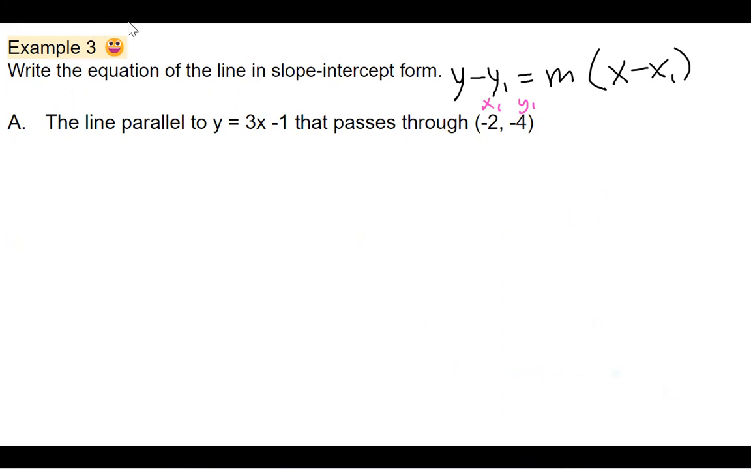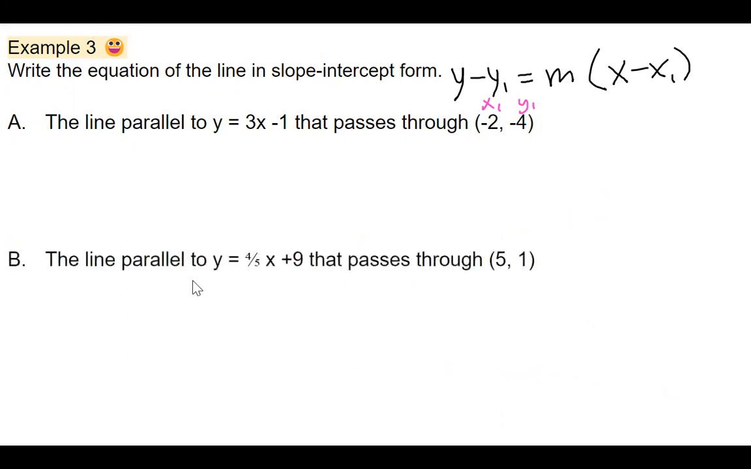And here's your turn. Go ahead and try this one. Line parallel to y equals 4/5x plus 9 and passes through the point 5, 1. Let's see what you guys get.